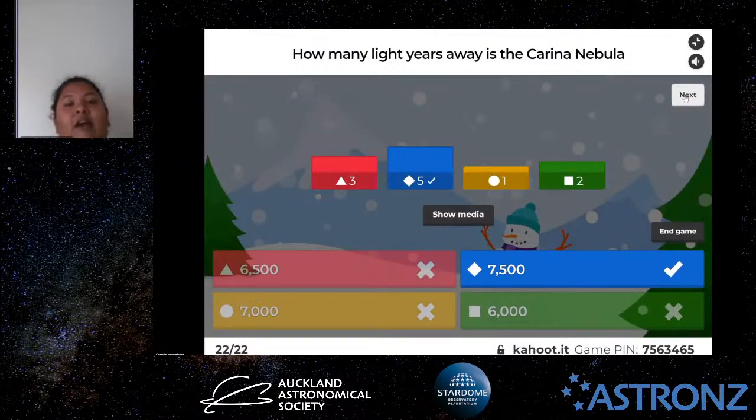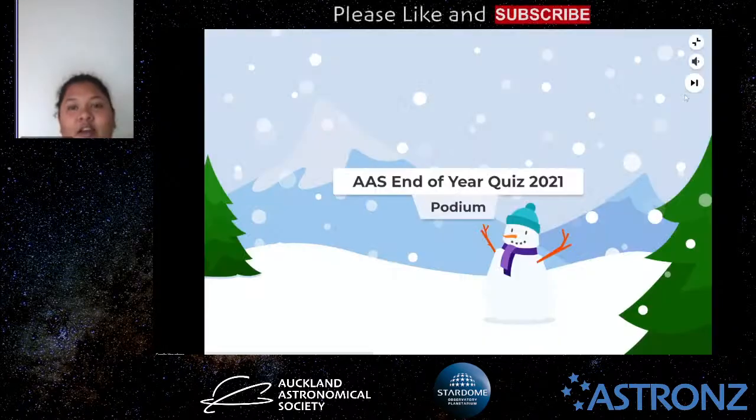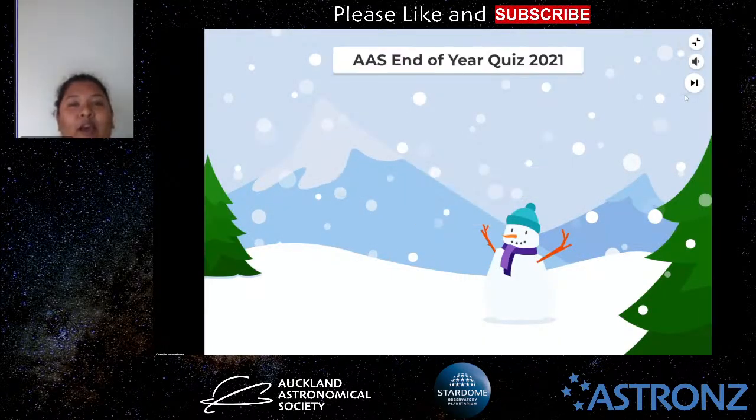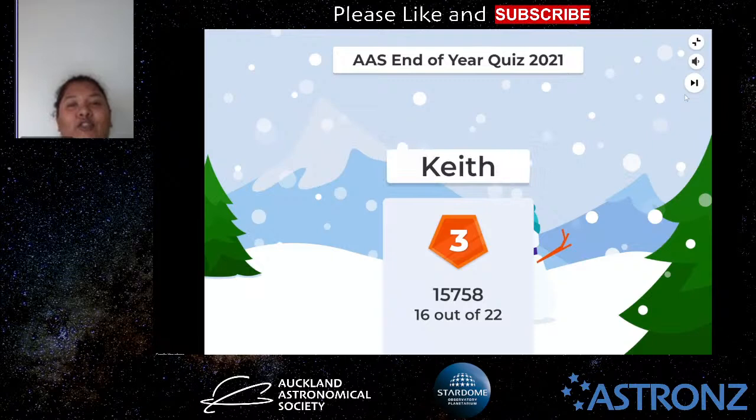Awesome work. It is roughly about 7,500 light years away. It holds one of my favorite objects, Eta Carinae, if you've ever seen it in a telescope. But this does bring us to the end of our quiz. Let's see what our final leaderboard looks like and who is our winner for the end of year astronomy quiz.